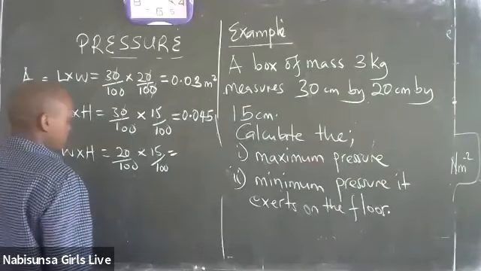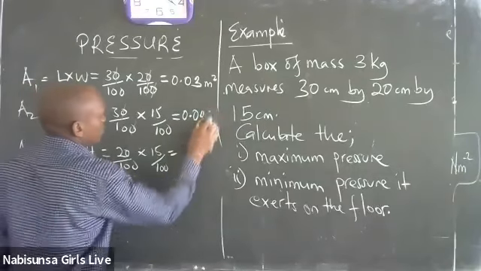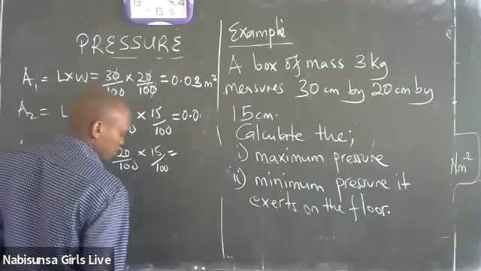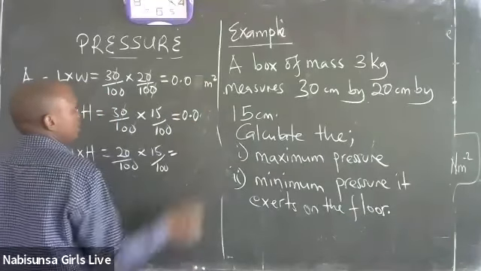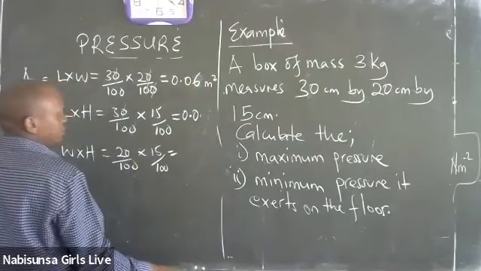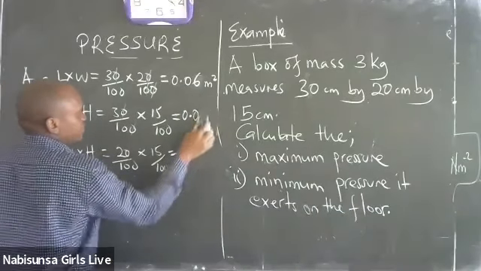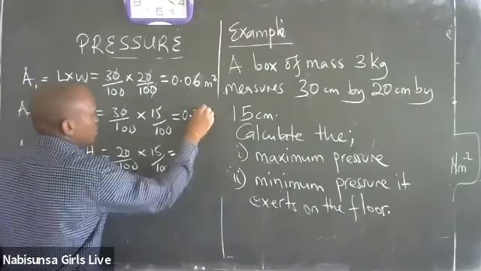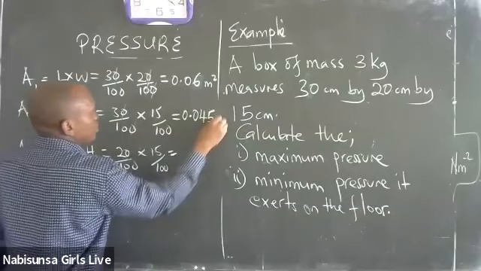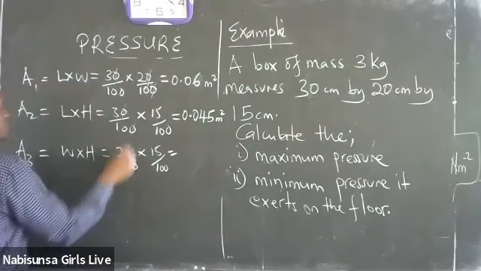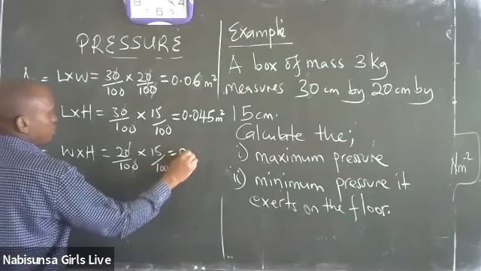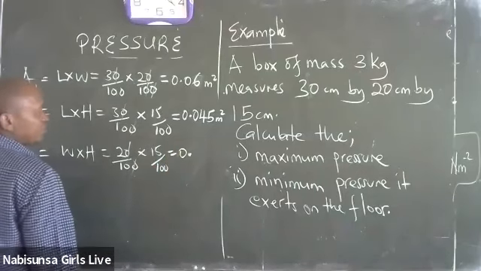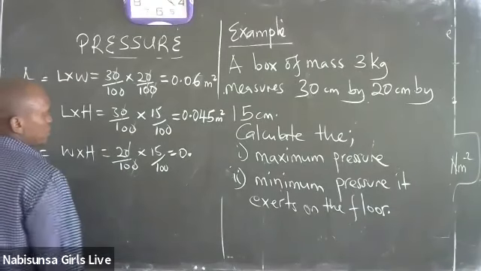Teacher, area 1 is not 0.03. Area 1 is 0.06. The second is 0.045. Then this one is 0.003.